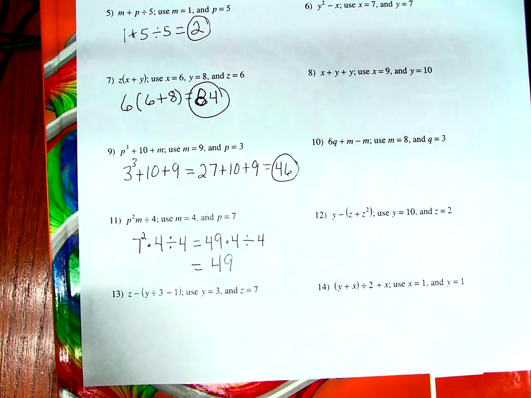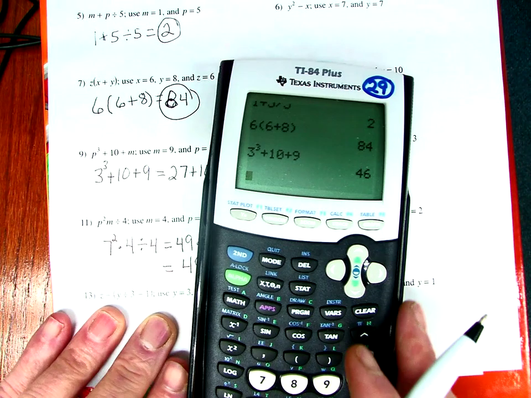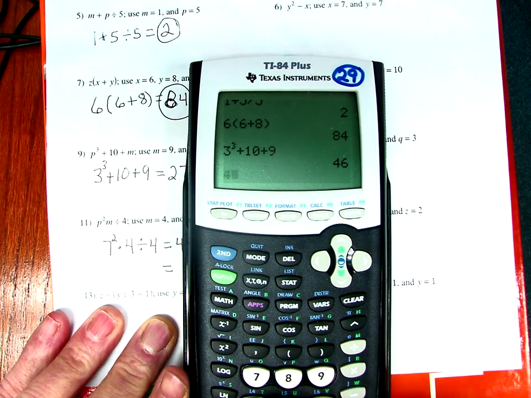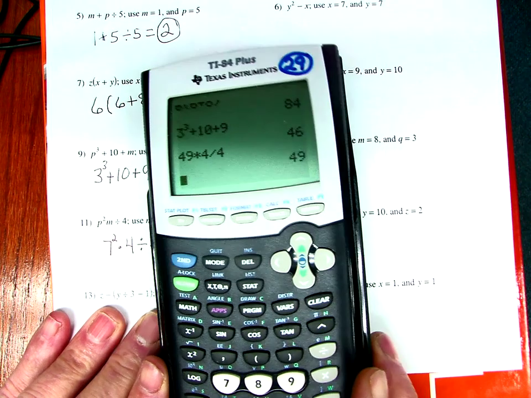Check that in the calculator. The calculator will do the whole thing. 49 times 4 divided by 4 equals 49.